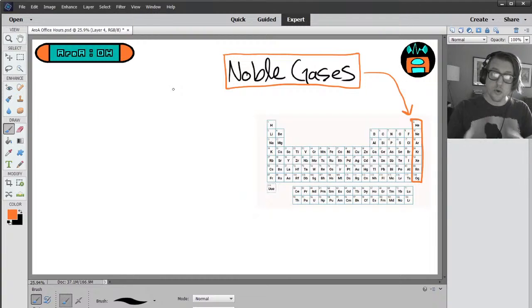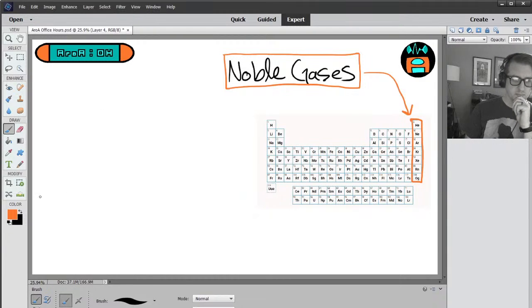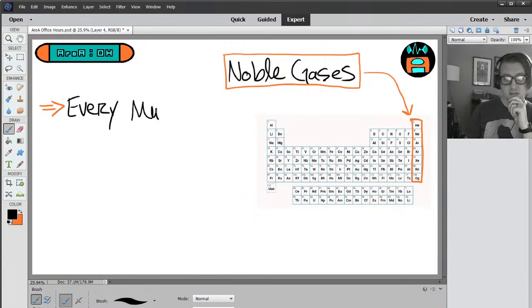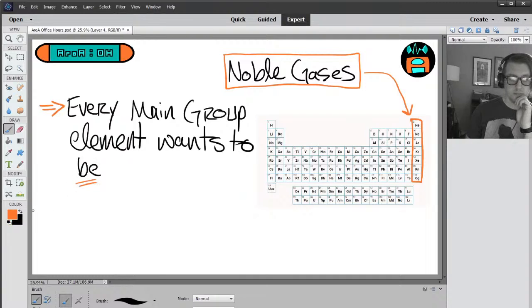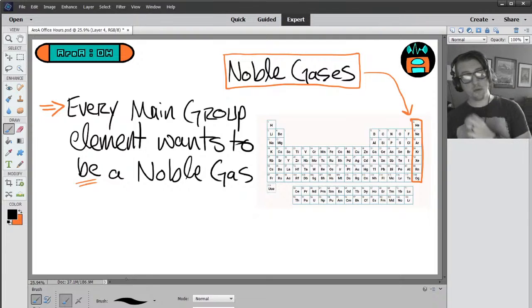They're actually one of the last groups of elements on the periodic table to be discovered because, since they don't react, they're not products of reactions and they're not reactants in reactions. They don't engage chemically with the rest of the periodic table. And it turns out that every main group element wants to be a noble gas.